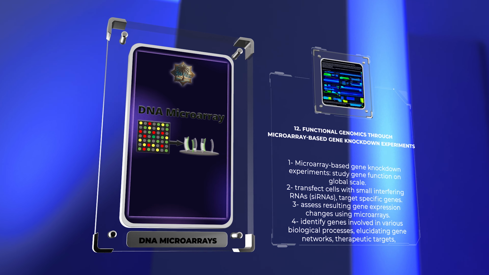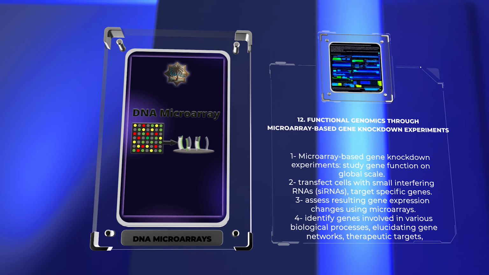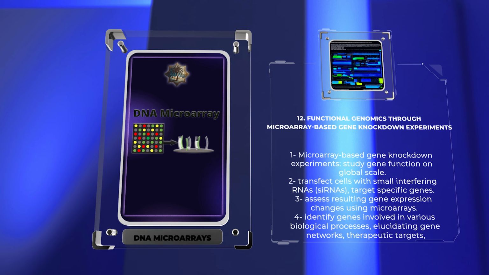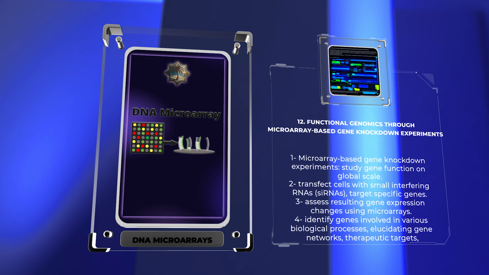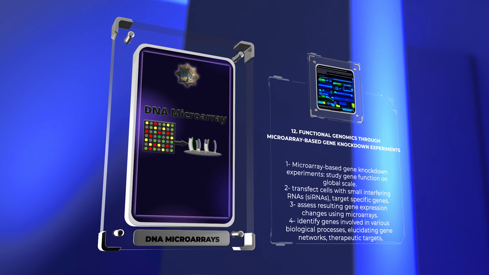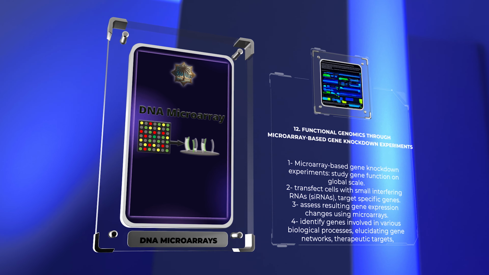Microarray-based gene knockdown experiments enable the study of gene function on a global scale. By transfecting cells with small interfering RNAs, siRNAs, targeting specific genes and assessing the resulting gene expression changes using microarrays, researchers can identify genes involved in various biological processes. This approach is invaluable for elucidating gene networks, identifying therapeutic targets, and understanding disease mechanisms.